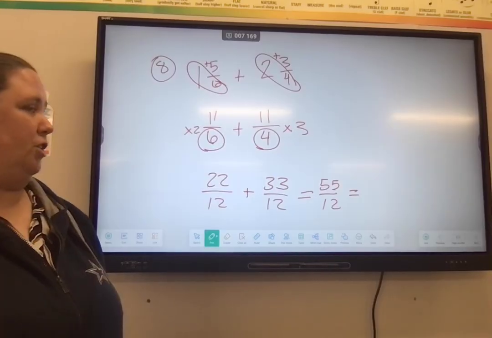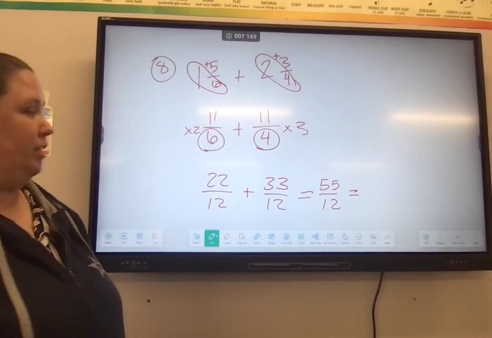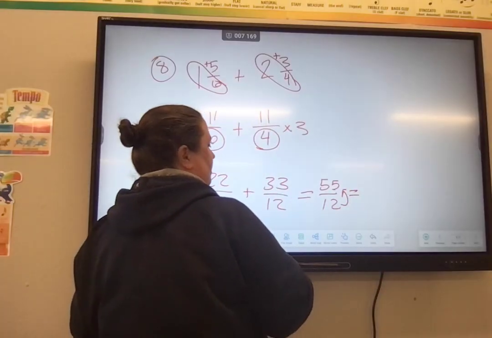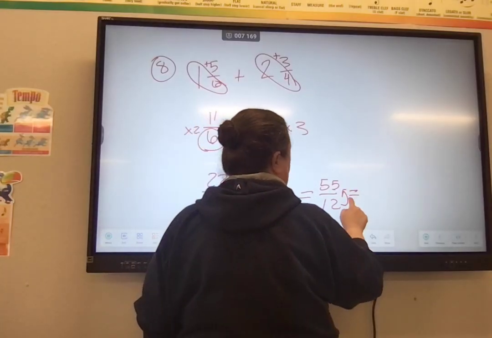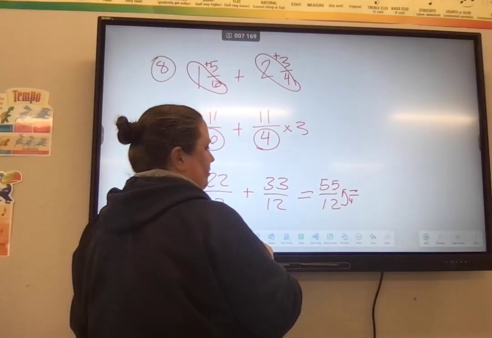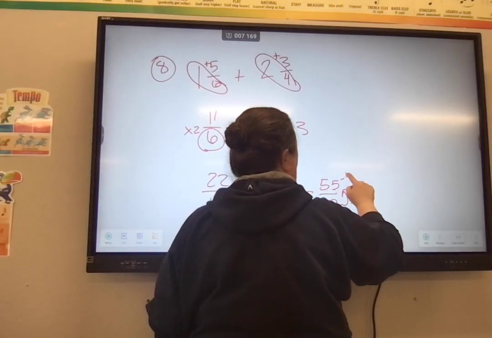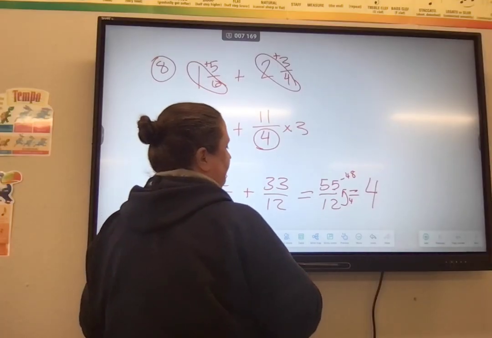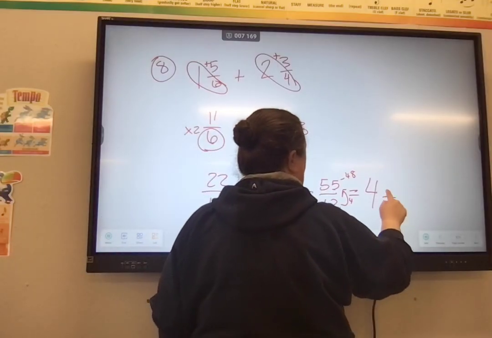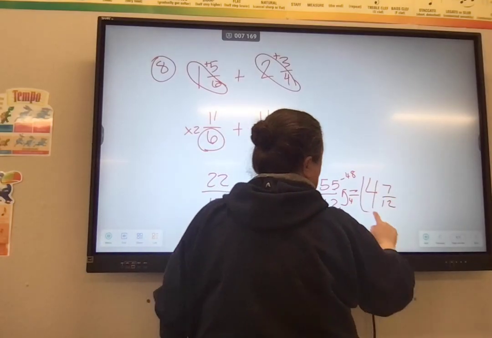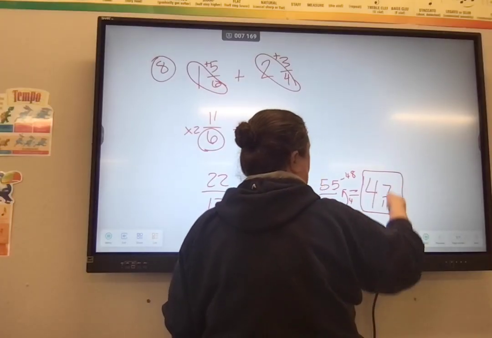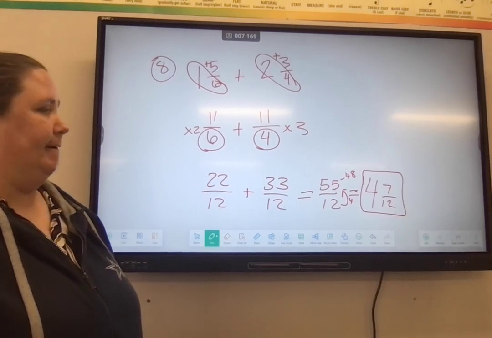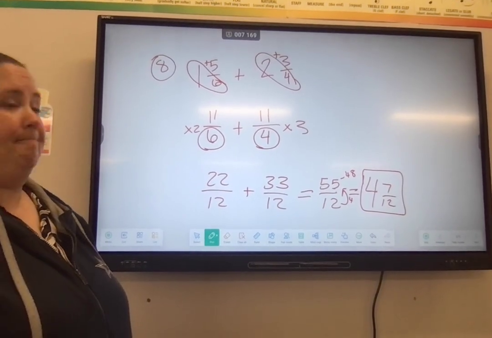Okay, to change this back to a mixed fraction, how many times can 12 go into 55? 4 makes sense. What's 4 times 12? 48. So big 4. What's 55 minus 48? 7. Last double check. Can I reduce the 7/12 anymore? No, 7 is a prime number. 4 and 7/12. So that was number 8.